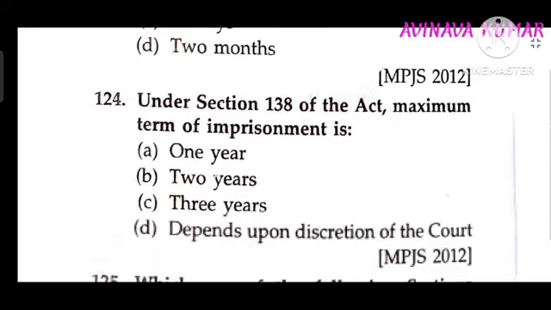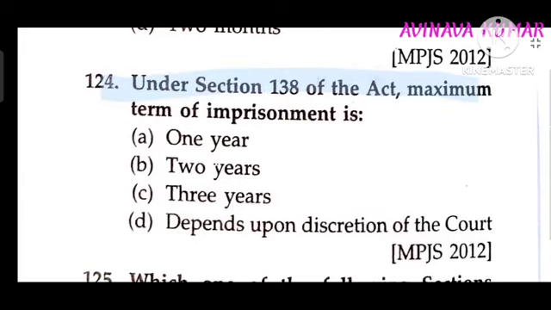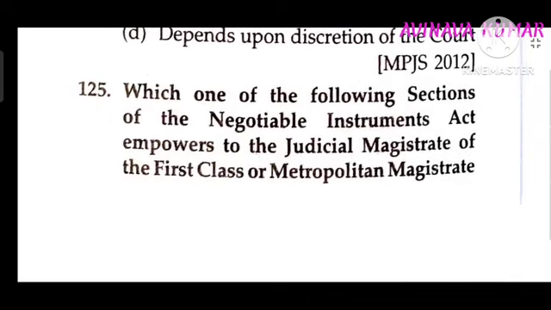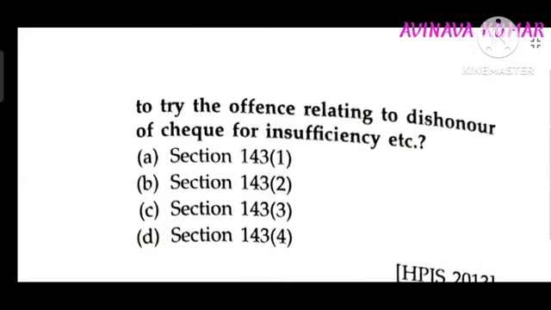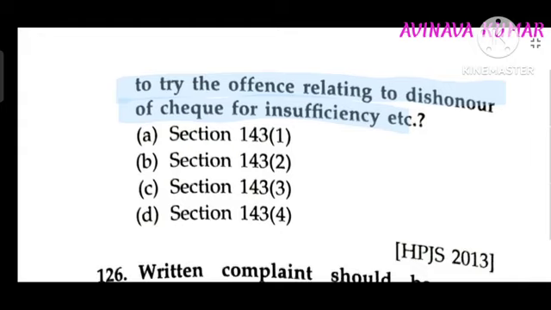Under section 138 of the Act, complaint may be made within what period from the date on which the cause of action arises? 1 month. Under section 138 of the Act, the maximum term of imprisonment is 2 years. Which one of the following sections of NIA empowers the Judicial Magistrate of first class or Metropolitan Magistrate to try the offence relating to dishonor of check for insufficiency etc.? Section 143(1).